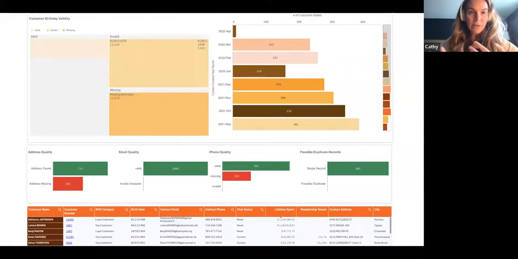So here's an example of the ways that within the Enolytics system, these are some of the things that we look at. We identify missing data according to birth date. We say, this is valid, this is just missing. This is how you've been doing recently in terms of gathering data. We also look at address quality, email quality, and it's often just missing a dot in the .com, or Gmail is spelled wrong or something like that. We also look at phone quality. Is it an invalid phone number, or are there missing digits? And then we also look at possible duplicate records.